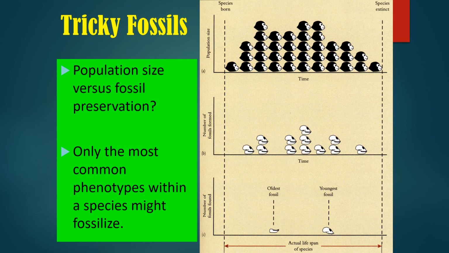But only the most common member of a species is going to fossilize, right? You're not getting the odd, unique variations of that species. You're getting literally the most common one, because statistically, those are the ones that are going to have the highest chance of actually becoming a fossil, right? So only the most common phenotypes within a species might actually fossilize. And then once you go through that fossilization process, you're only getting tiny little fragments of what that species or what that creature actually was.